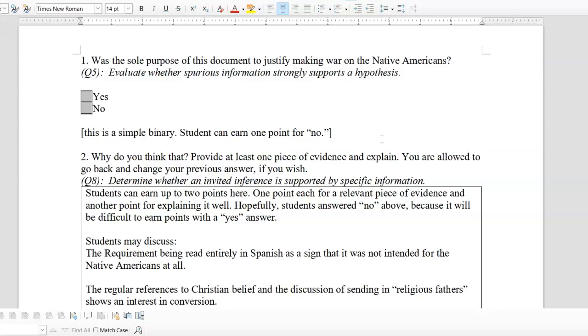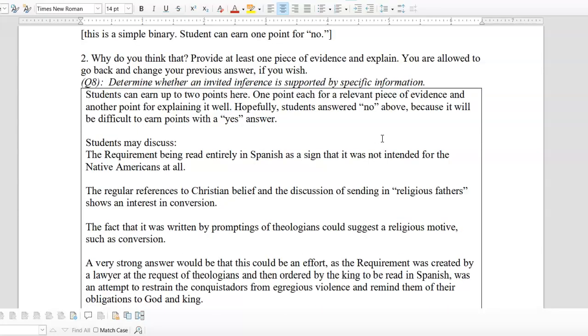Otherwise, no grade. All right, then for the second one, why do you think that? Provide at least one piece of evidence and explain. You are allowed to go back and change your previous answer if you wish. So in this one, what we're looking for is specific information from the text itself. You can earn up to 2 points here. The student answer that you're grading can earn up to 2 points here.